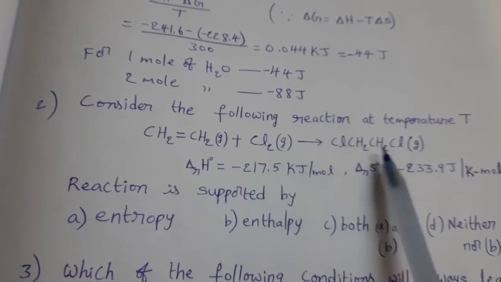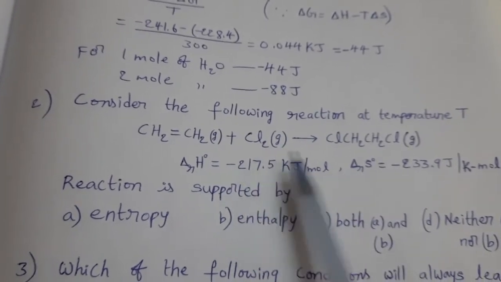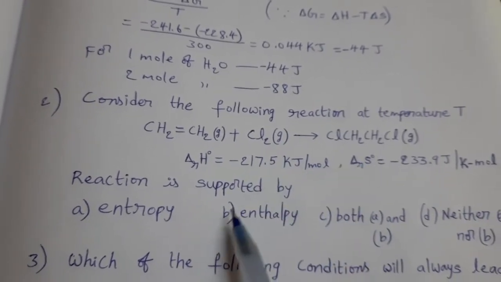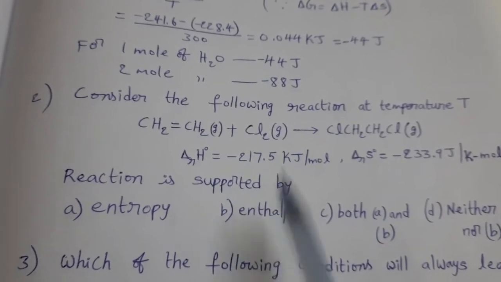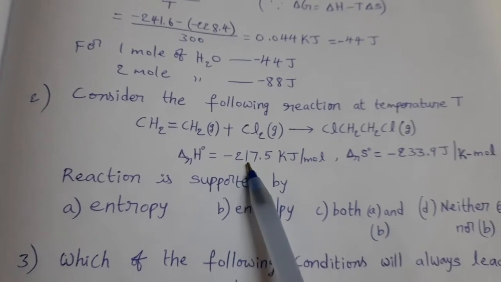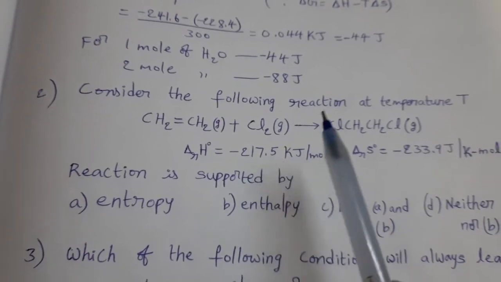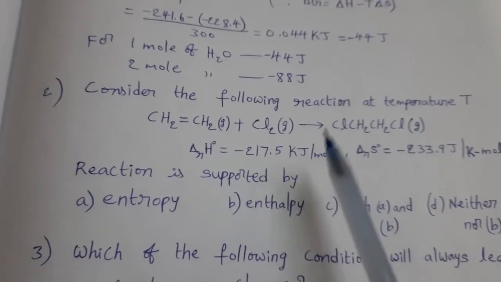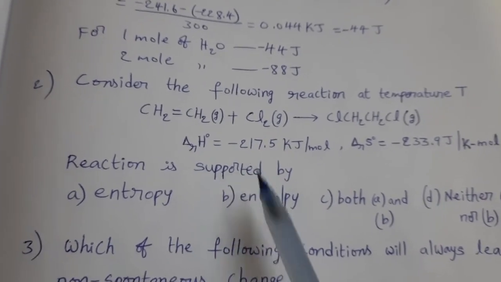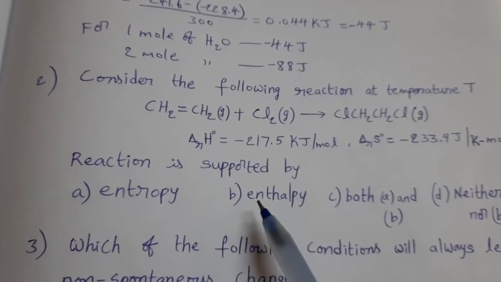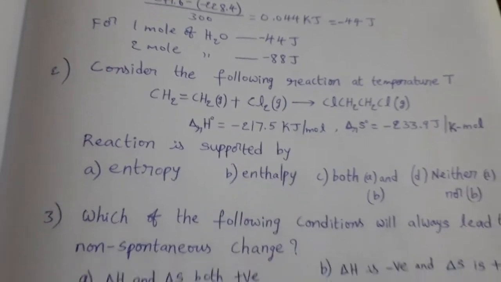For this reaction to be spontaneous, that spontaneity is supported by enthalpy because delta H value is negative. That's why, for this reaction to become spontaneous, the necessary condition is provided by enthalpy. Answer option B. Okay. Next.